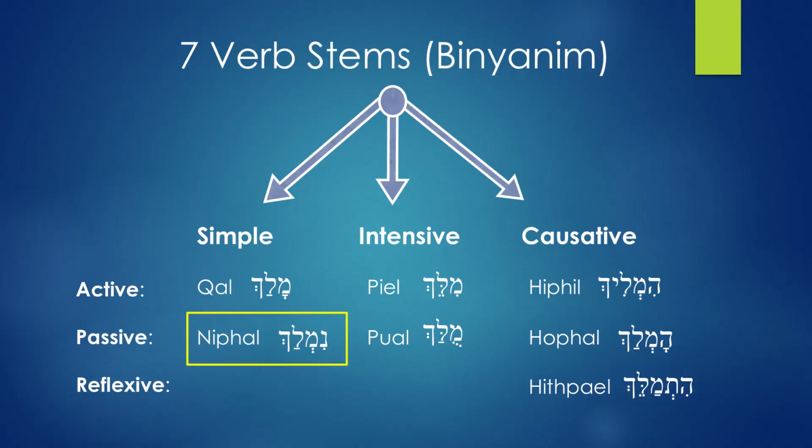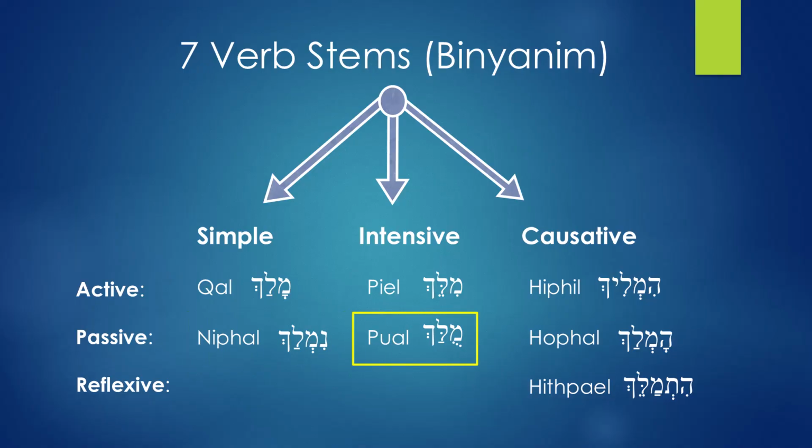The fourth one, in the passive, is Nifal. The form in Nifal is going to be nimlach. And Nifal presents a simple action. The kind of action is simple action, but the voice is passive. Passive voice means the subject is receiving the action. So in the Nifal, which is passive voice, the translation is going to be he was ruled.